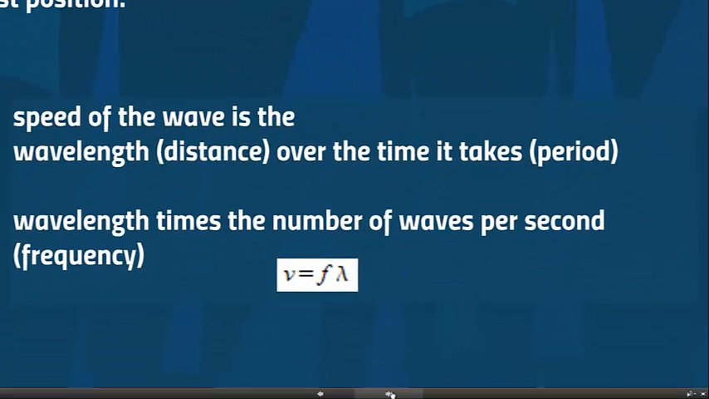The speed of the wave is therefore the distance over the time that it takes, the period. The wavelength times the number of the waves per second, the frequency. We don't normally use the wavelength over the period, but we often use this one, v equals f lambda. Lambda is your wavelength.